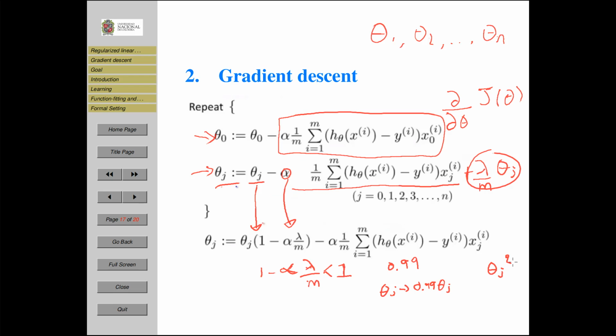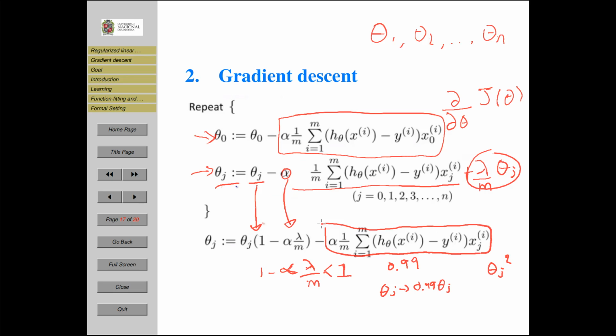And then the second term here, this one, is exactly the same as the original gradient descent update that we had before we added the regularization. So hopefully this update makes sense. When we are using regularized linear regression, on every iteration we are multiplying theta j by a number that's a little bit less than 1, so it's shrinking the parameter a little bit, and then we are performing a similar update as before. Of course, that's just the intuition behind what this particular update is doing.